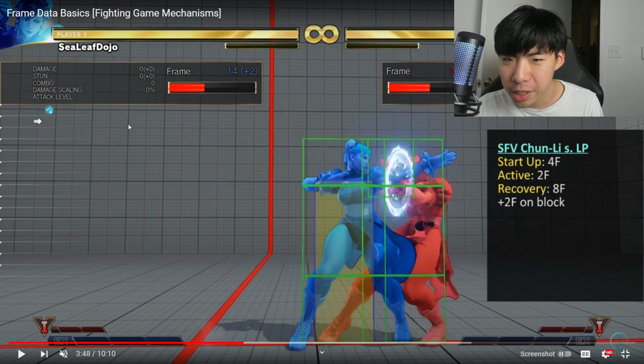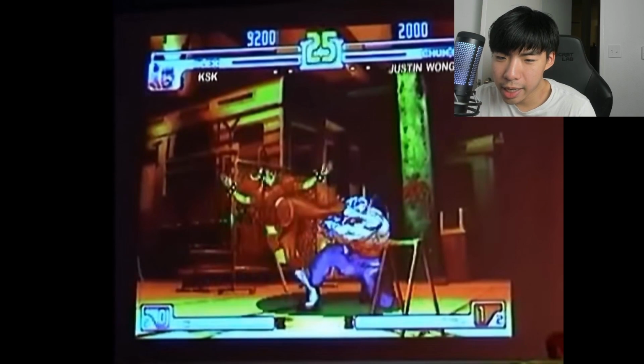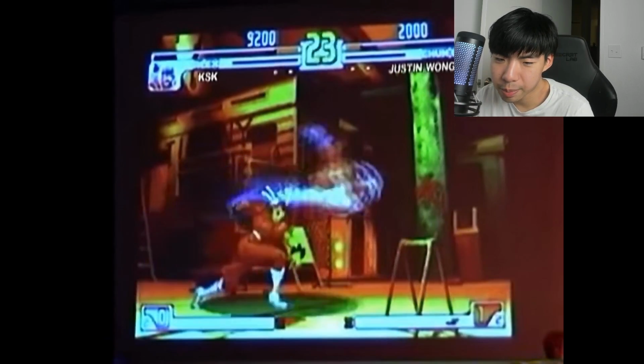So you can imagine knowing all this frame data is pretty important to knowing how the game works, what things are advantageous, disadvantageous, how you can punish certain things, what moves would be good in certain situations, things like that.